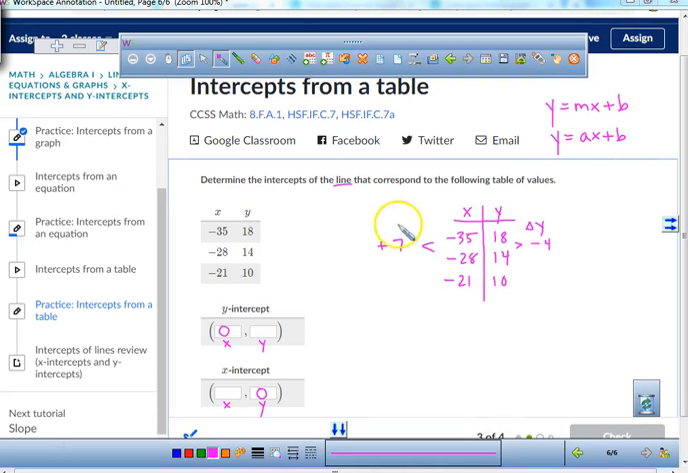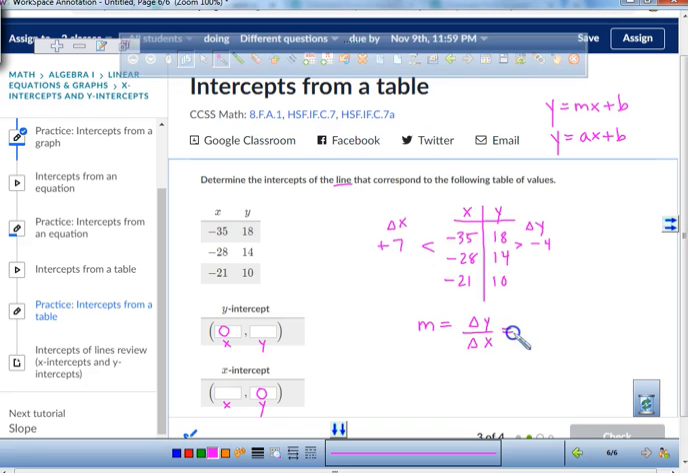Alright, so right now, can you please put change in x in your journal? We talked about slope, which is the change in y over the change in x. This is how, when I look at a table, I find the slope all the time. I always take the change in my y and place it over the change in my x. So automatically, I know what my slope is going to be. It's negative 4 over 7.